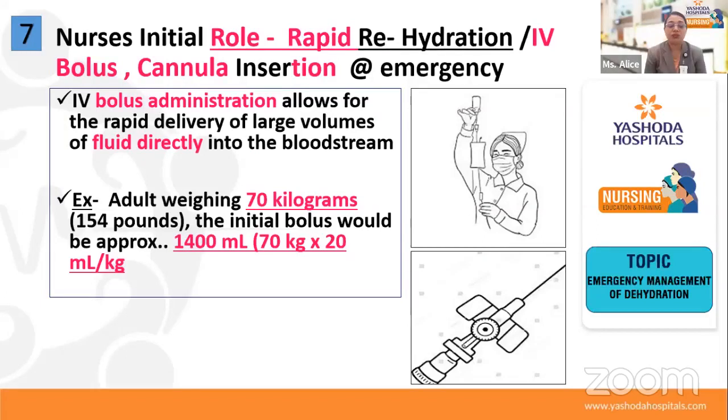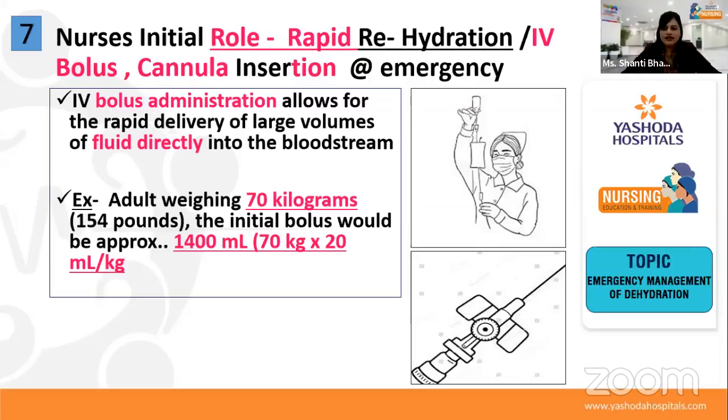Now it comes to the most important part: the nurse's role in the emergency management of dehydration. IV bolus, cannula insertion, and rapid rehydration allow the rapid delivery of a large volume of fluid directly into the bloodstream. For an adult weighing 70 kg, the initial bolus should be approximately 1400 ml.